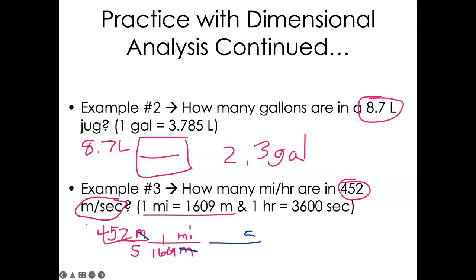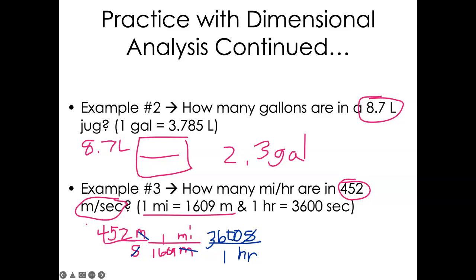And so I'm going to want my seconds to cancel out. So I'm going to put seconds up here. Then I'm going to put hours over here. The number with hours is 1. The number with seconds is 3,600. So these would be little squares on the homework that you have to drag over. And now I'm simply going to do the math.